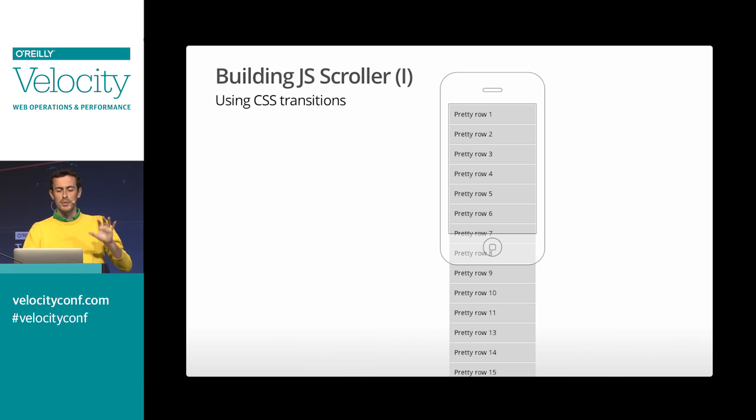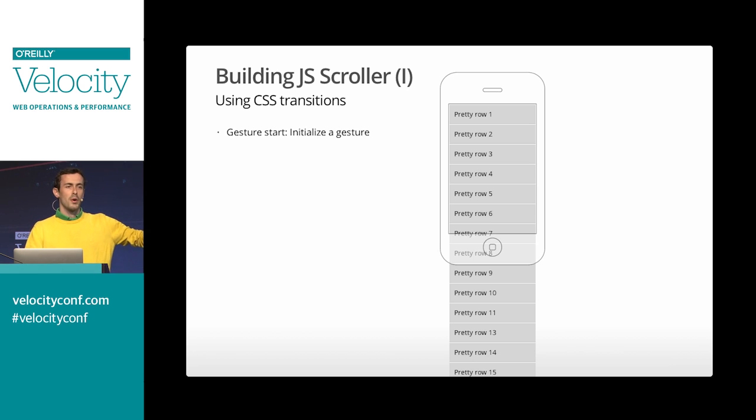Basically, this implementation is using CSS transition, and this is what you're going to get with pretty much all the scrollers that are out there. For example, iScroll, FT Scroller. If you go to Google, the scroller that I have in Gmail, all are using this technique. And basically this technique is fairly simple.